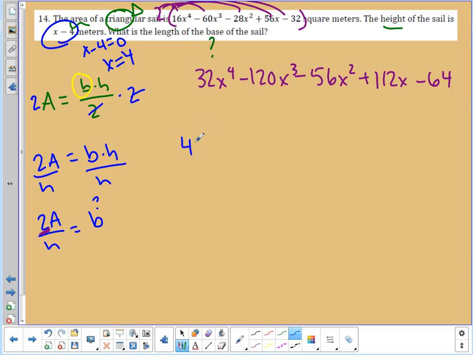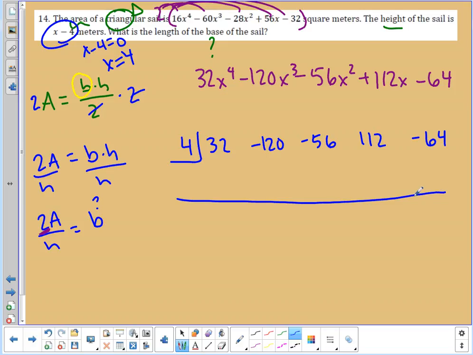So 4 goes on the outside. My coefficients are these: 32, negative 120, negative 56, 112, negative 64. I drop that down, 32. 4 times 32 gives me 128. Add them up, and I'm at positive 8. 4 times 8 gives me 32. Add them up, and I'm at negative 24. 4 times negative 24 is negative 96.